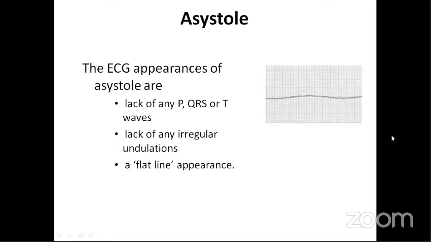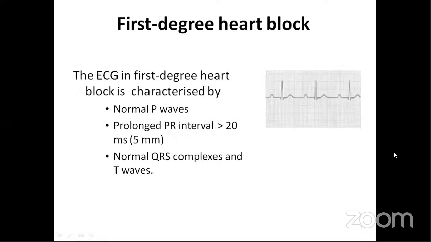And next, asystole: lack of PQRST wave, lack of irregular movement, and a flat line appearance. If you see the waveform, you could see a flat line is there, and there is no PQRST wave and no irregular movement. So these are the characteristics of asystole, an abnormal condition of ECG.